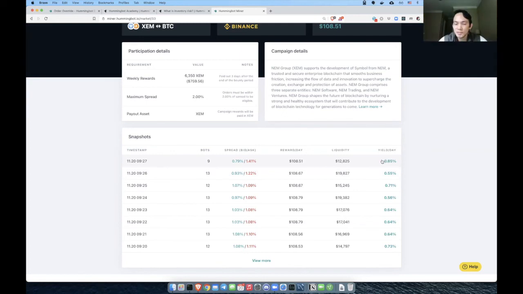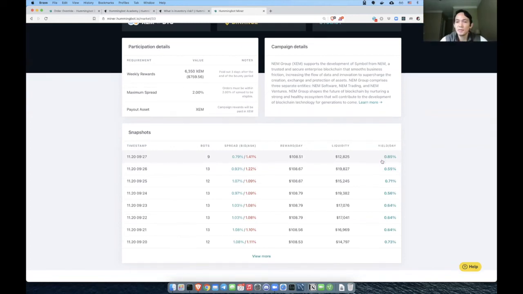Yeah, so this yield is basically the amount of rewards total available versus the amount of liquidity at that point in time. You could think of this figure as an overall sample of what the general users are getting. But obviously if your spreads are tighter than the average, then your yield would be higher.